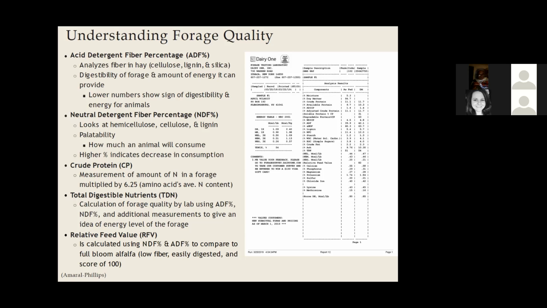Relative feed value, it's a calculation using both the NDF and the ADF, and it's a comparison of full bloom alfalfa, low in fiber, easily digested, with a score of 100. So we kind of look at alfalfa as a standard and kind of give you a baseline. So if your hay is less than 100, then it's not as good as full bloom alfalfa. If it's better than 100, then you've actually got better quality hay than a full bloom alfalfa.